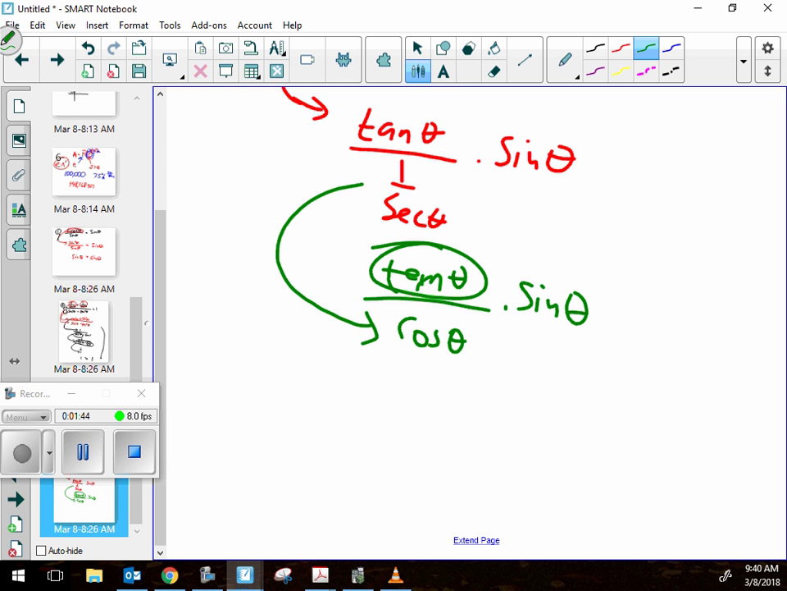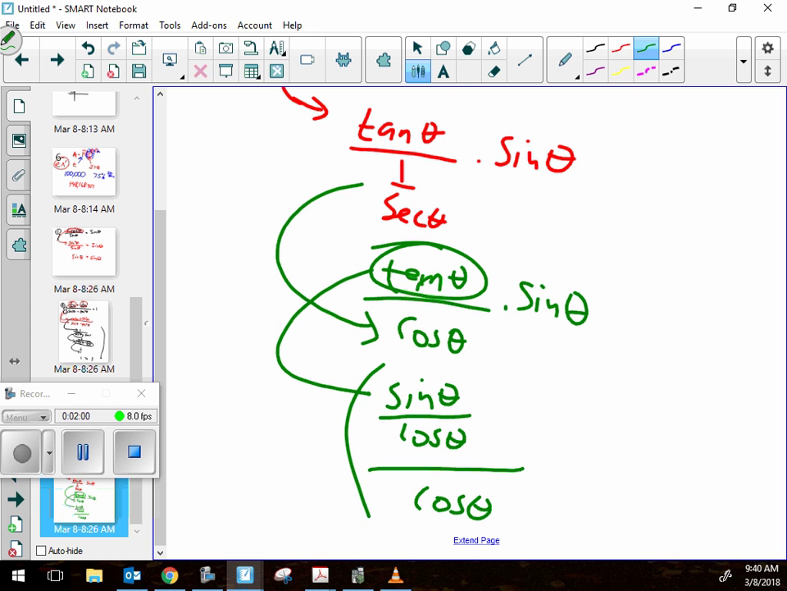Did you all do what I'm about to say? Change tangent into sine over cosine? Is that what you did? Okay. All right. That's fine. We can keep going that way. All right. So tangent changes into sine over cosine over cosine. And that's all times sine.